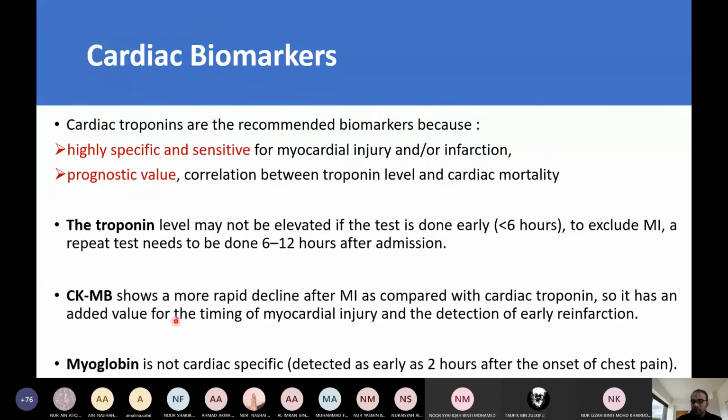And we have also myoglobin. Myoglobin, actually, is not cardiac specific. We cannot claim that myoglobin is really cardiac specific, or can be as sensitive as the troponin, but it can be detected as early as 2 hours after the onset of the chest pain. So from this, overall, the cardiac troponin is the one.